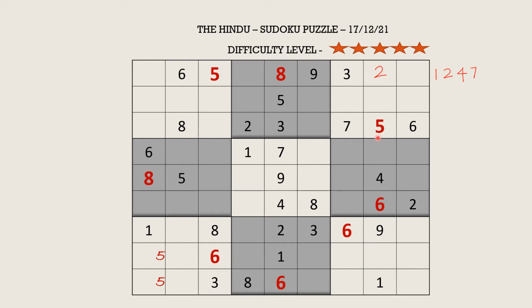So in this column, there are only 3 empty cells, and the missing numbers are 3, 7, and 8. There is a 3 and 7 here, so this cell takes 8. And there is a 3 here and a 7 here. Fine, so there is a 3, 8 pair blocking here and a 3, 8 blocking here. So these two cells take 3, 8.